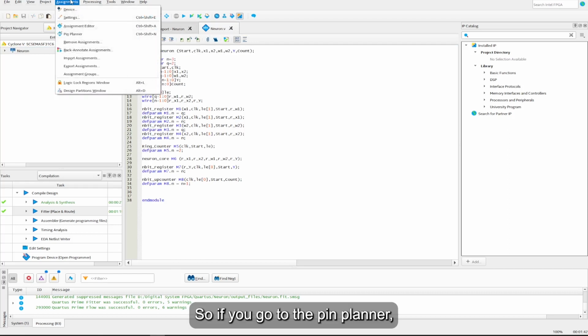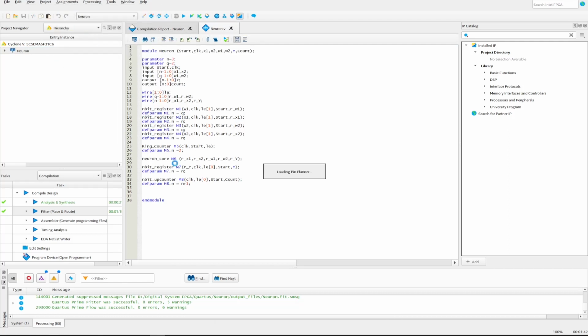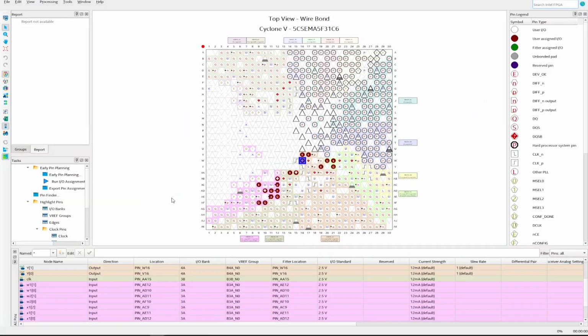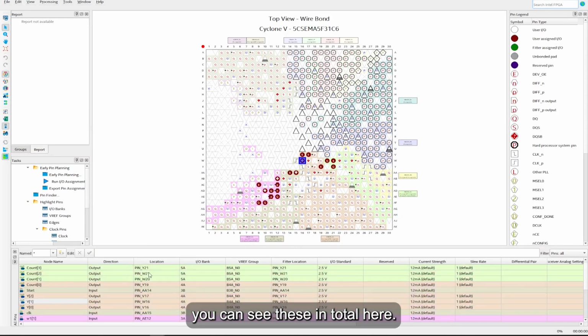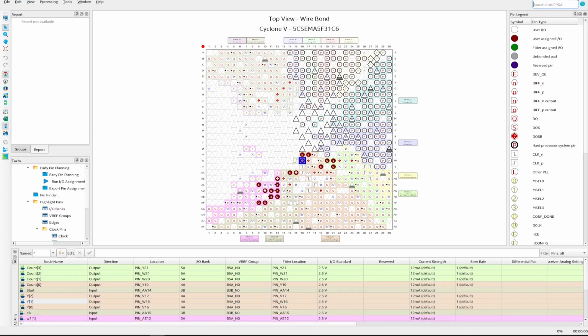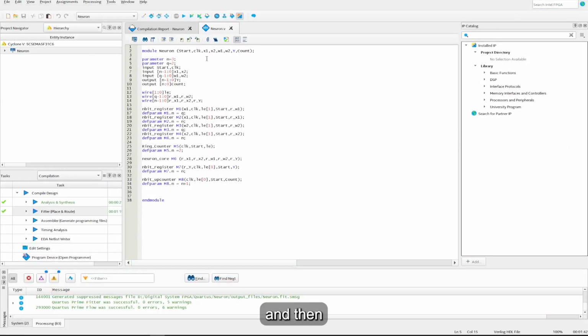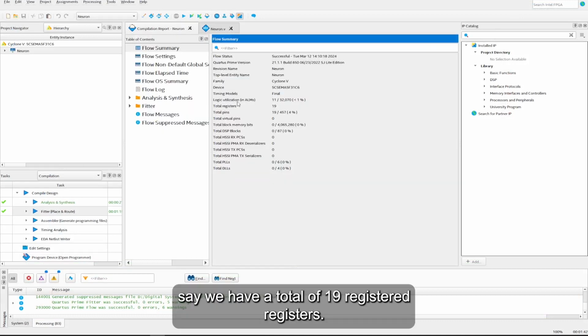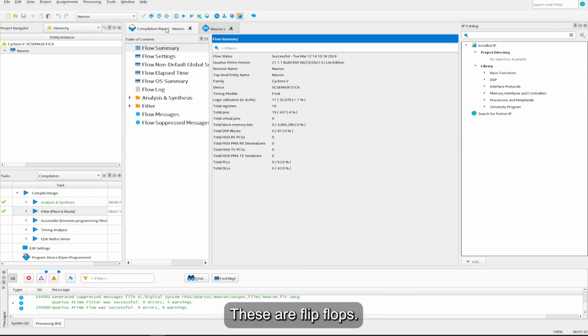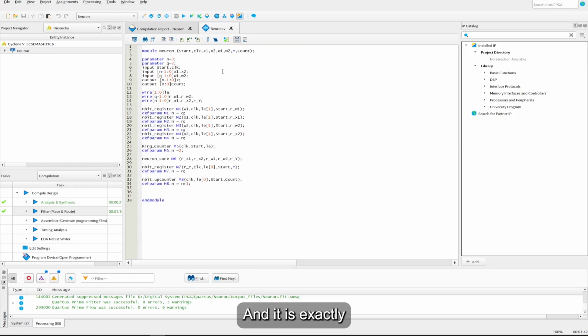So if you go to the pin planner, you can see in total there are 19 pins, and then on the report it says we have a total of 19 registers. These are flip-flops, and it is exactly 19 flip-flops that we are using here.